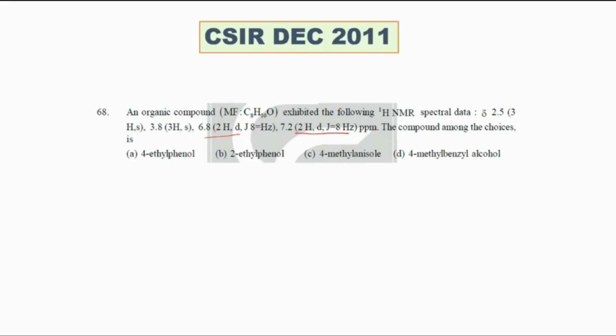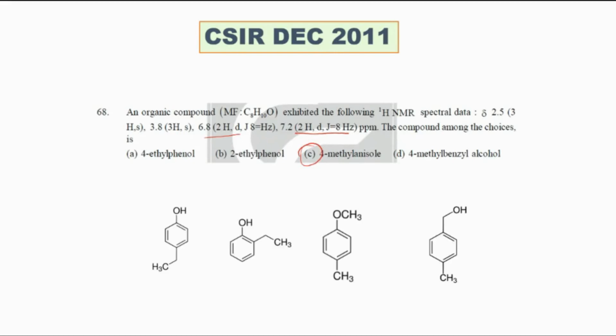Option C, ma'am. When I draw all the 4 structures, so doublet and doublet, therefore I can straight away rule out this option. Okay, so B has straight away been ruled out. Now, how will you say it's option C? How will you say it's option C?